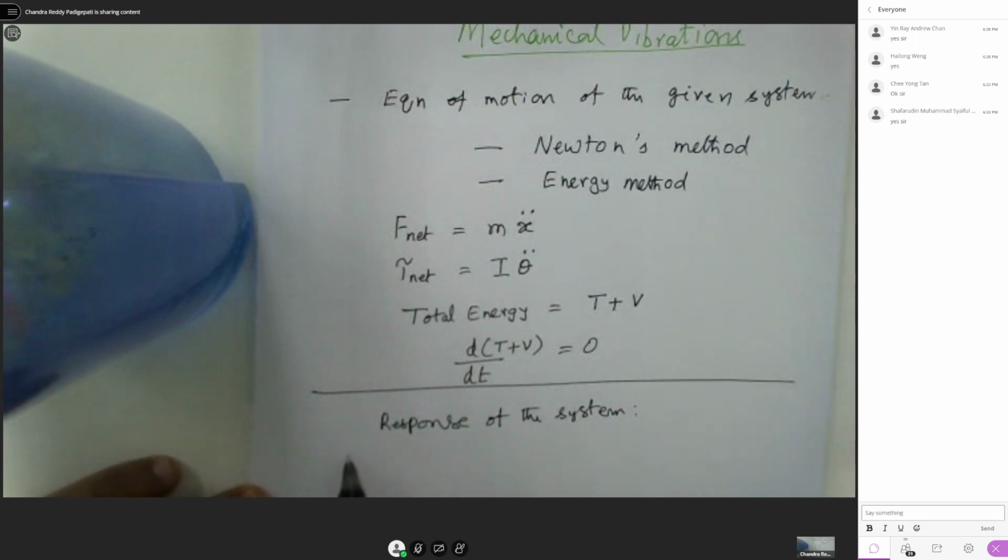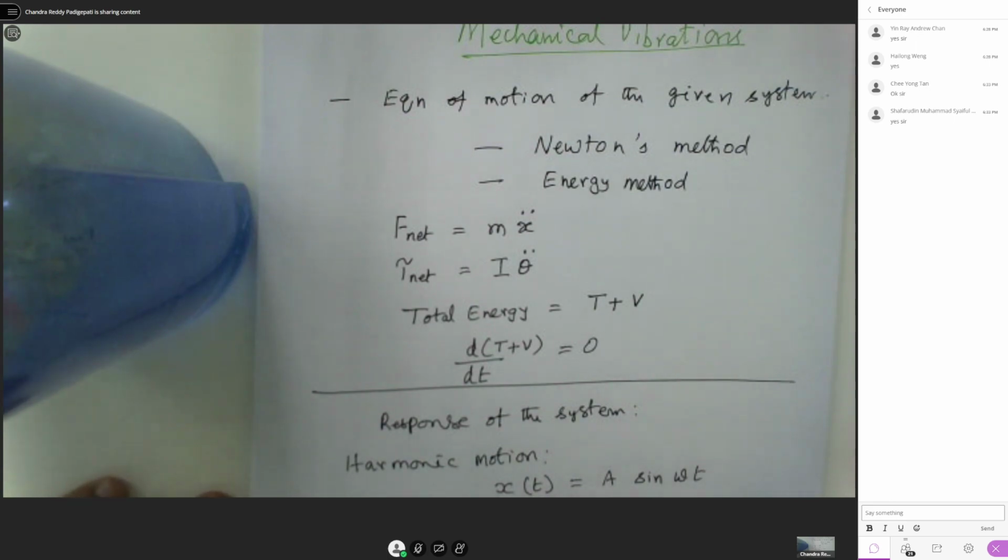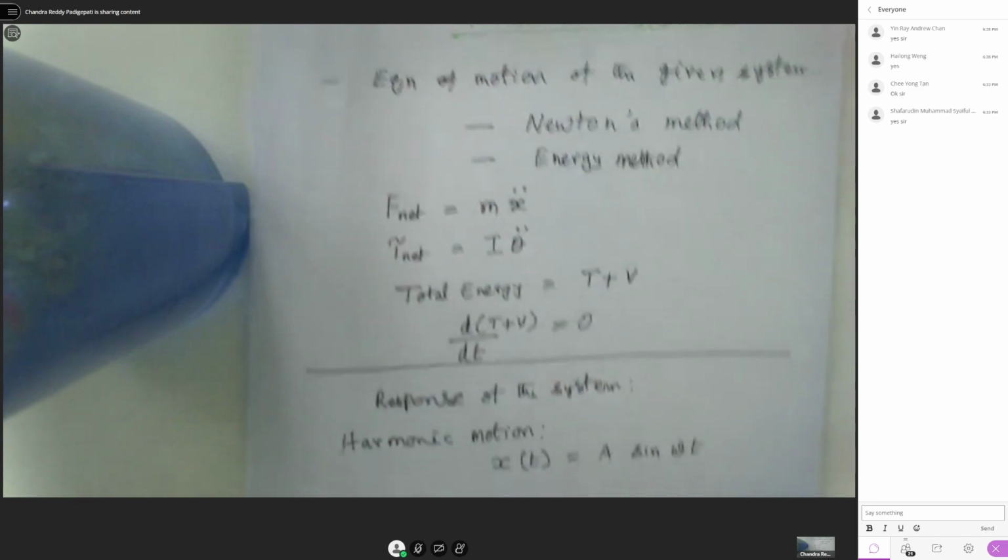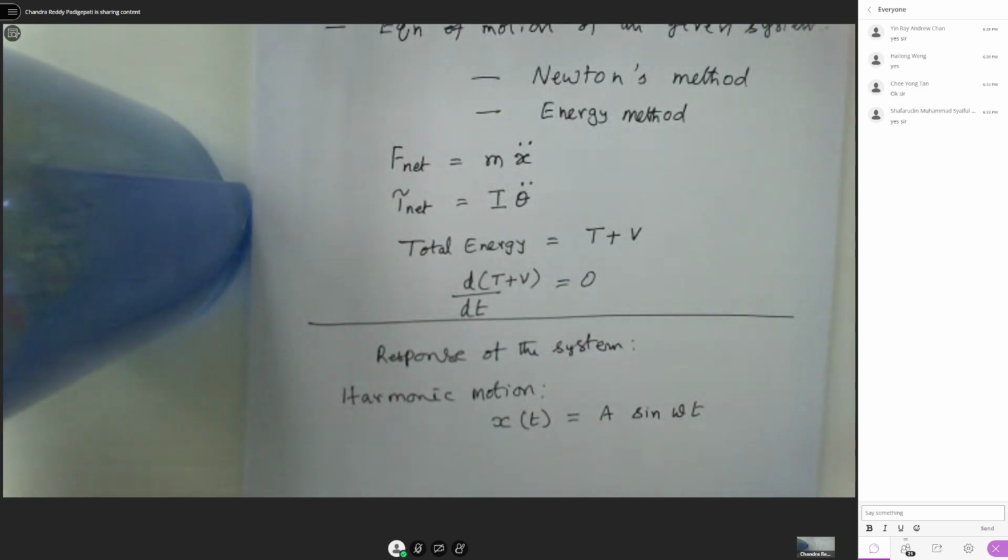Okay, so we have seen that in the case of harmonic motion. For harmonic motion, we can write simply the displacement x as a function of time t. We can choose it as A sine omega t. Omega is the circular frequency, t is the time, and omega t is theta, the angular displacement.